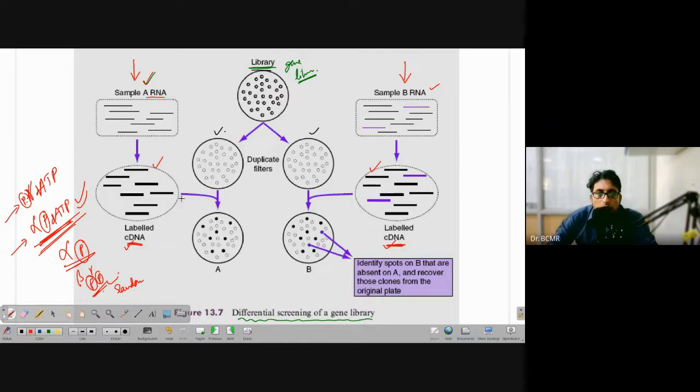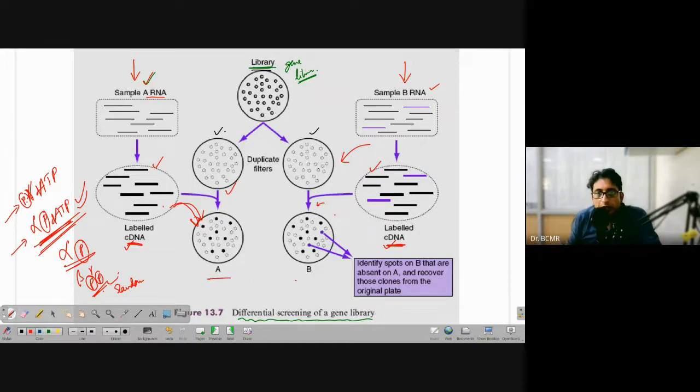And now in one of the filters, we would add the cDNA label and try to do something similar to that of colony hybridization. So if the gene is present, then the cDNA will bind to that particular clone, right? And the same thing we will also do with sample B, hybridizing with one of the other filters.